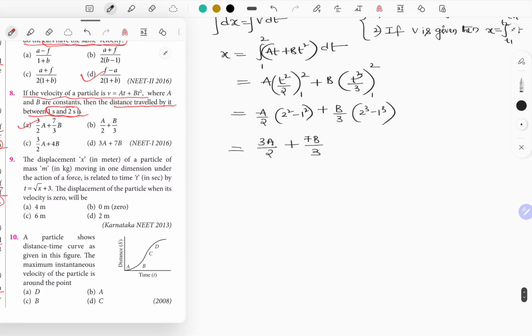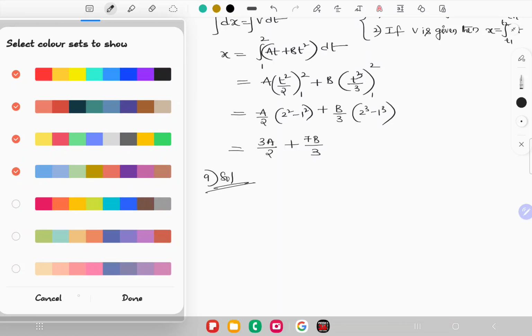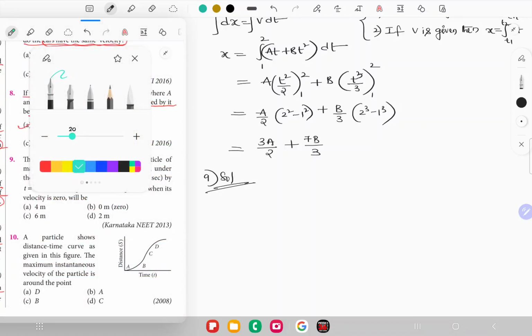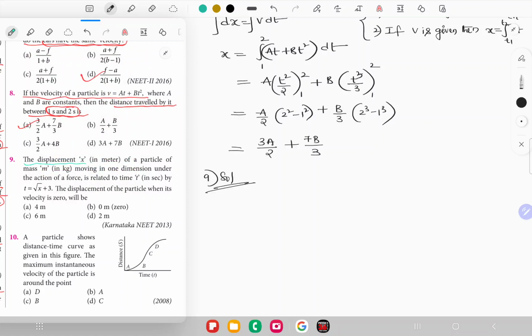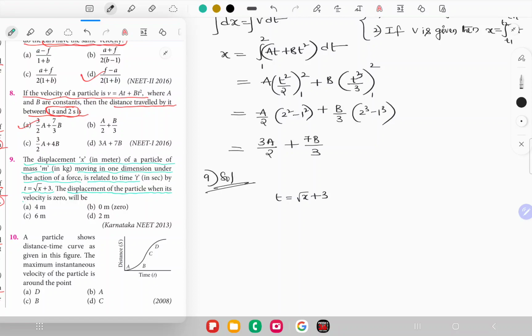Next question is also of a similar model. Question number 9. The displacement x of a particle of mass m moving in one dimension under the action of a force is related to time by t is equal to root x plus 3. They have given t is equal to root x plus 3. What are they asking? The displacement of the particle when velocity is 0.